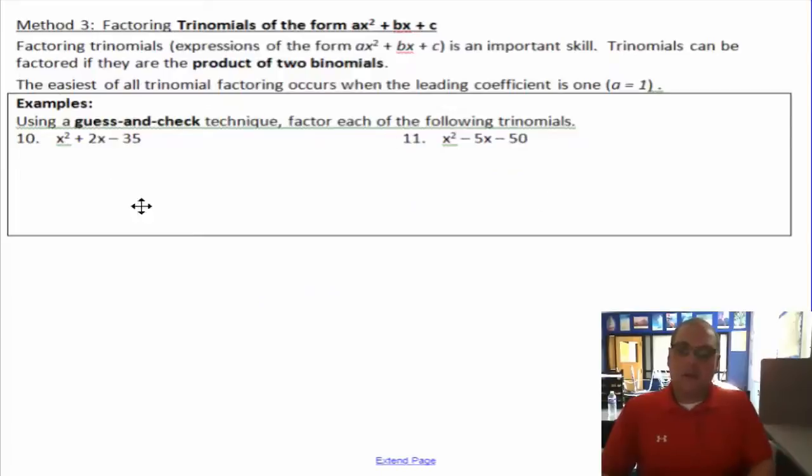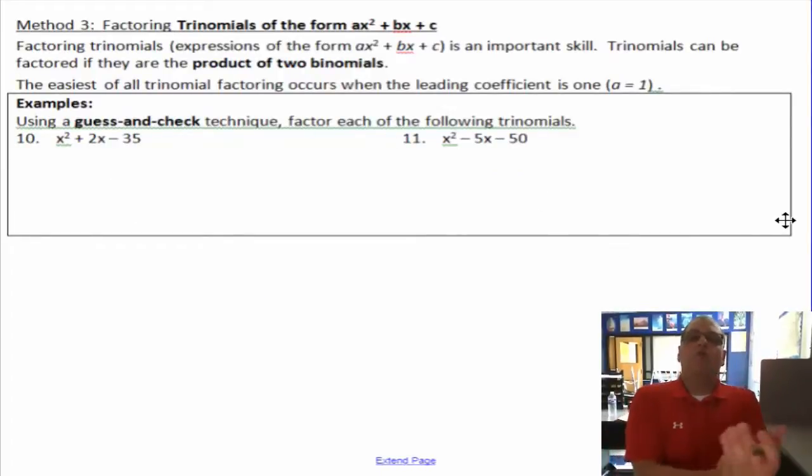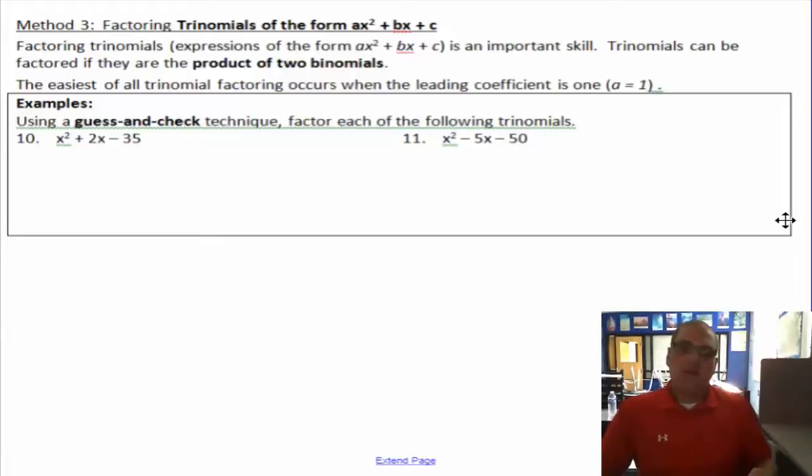Sorry. Okay. Our last method that you would have learned coming in is the guess and check method. You may have heard it called reverse FOIL. We're not going to use that FOIL terminology, because in Algebra 2, we're not just going to be doing binomials. We're going to be doing trinomials and four-term expressions and everything. So there's going to be a lot more to it. And we can't be using that FOIL thing anymore. So basically, we're just going to call it a guess and check technique.